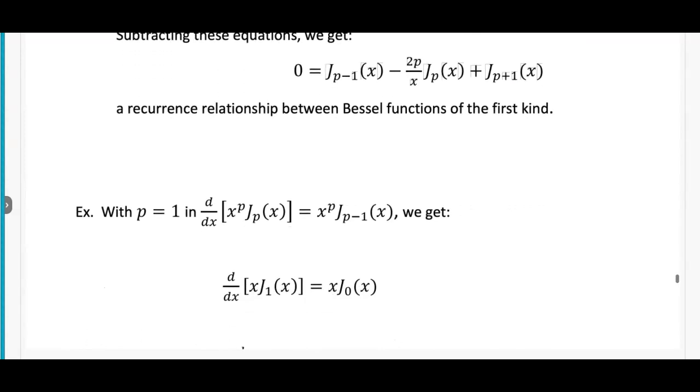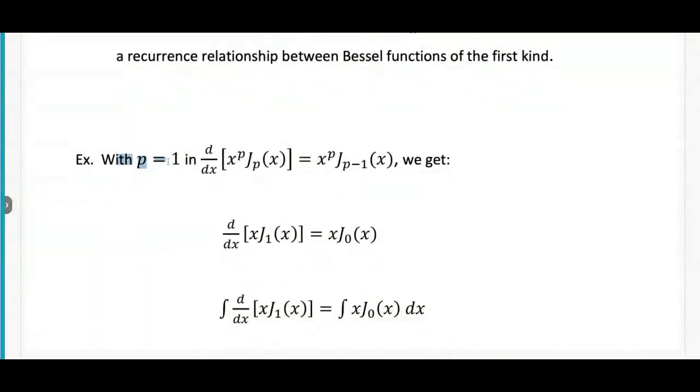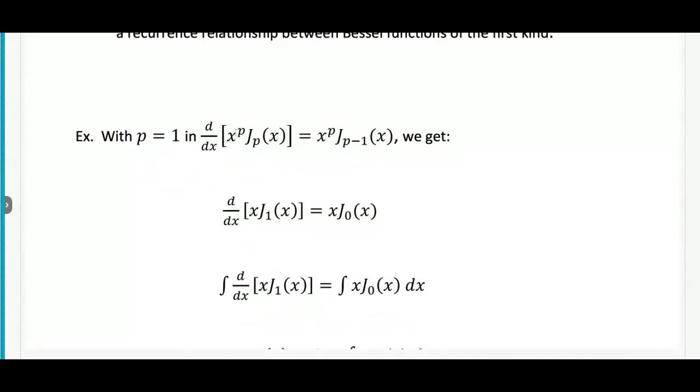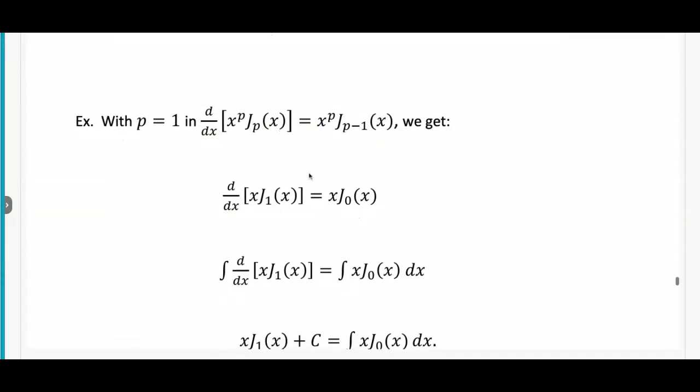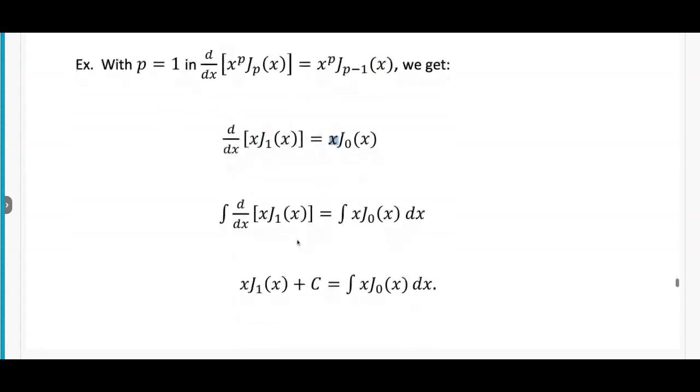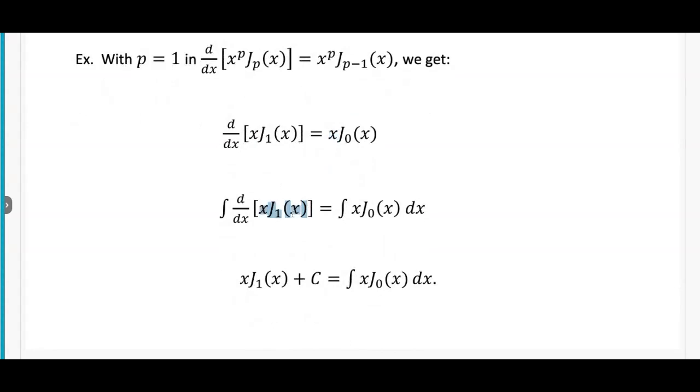Let's see an example. So when p equals 1, we differentiate this. Using this, what do we get? x raised to 1, because x raised to p is just x raised to 1. Then integrate both sides. So get this side plus some constant equals this.